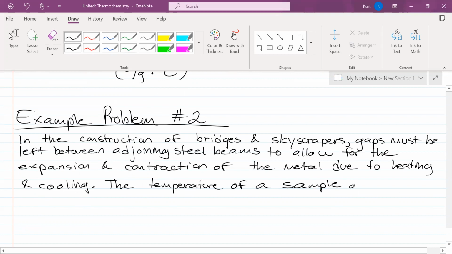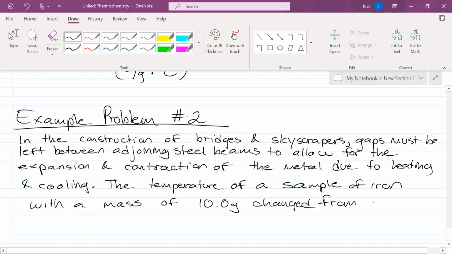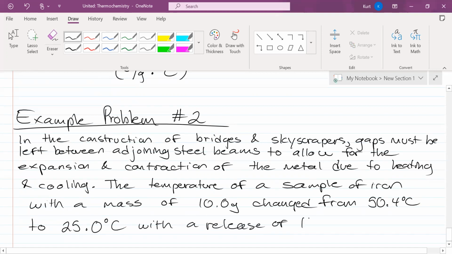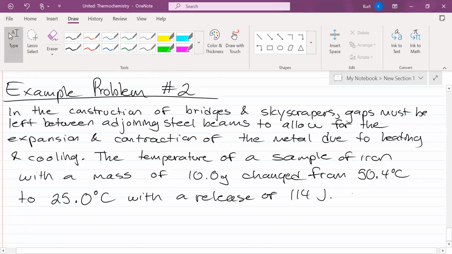The temperature of a sample of iron with a mass of 10.0 grams changed from 50.4 degrees Celsius to 25.0 degrees Celsius with a release of 114 joules. What is the specific heat of iron?